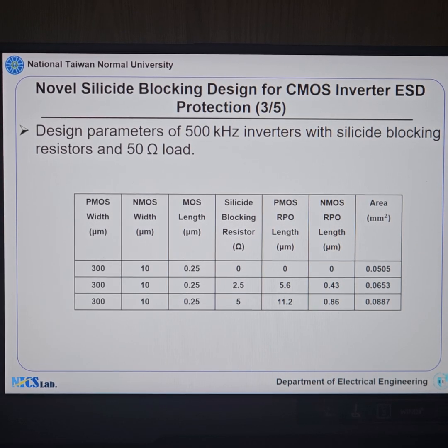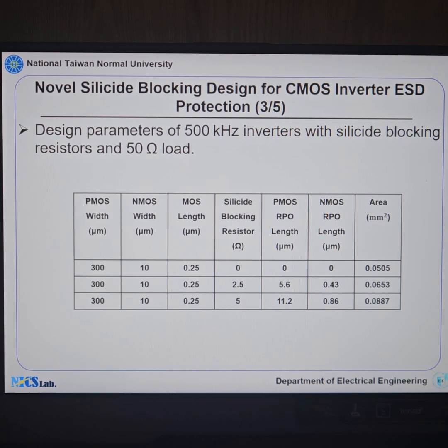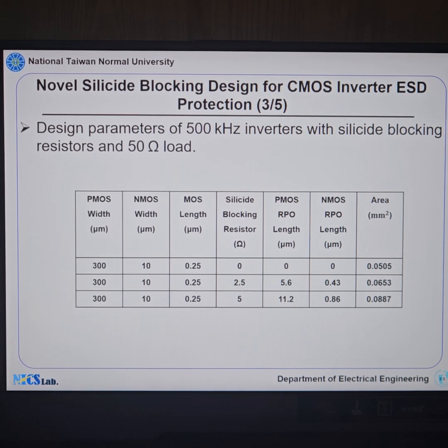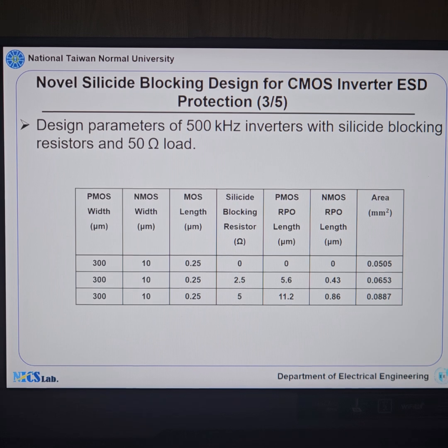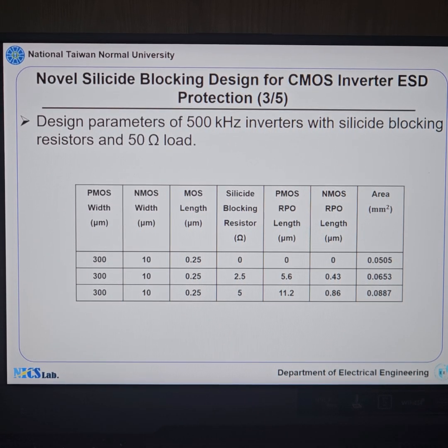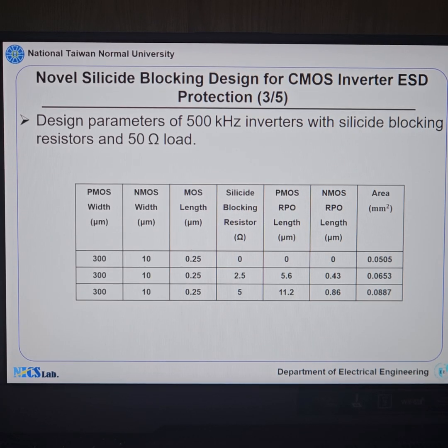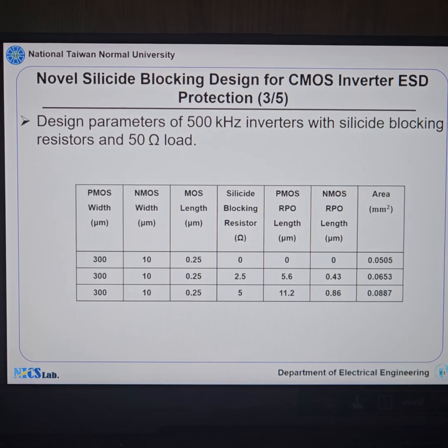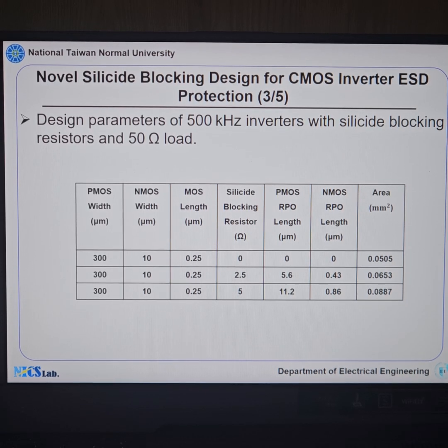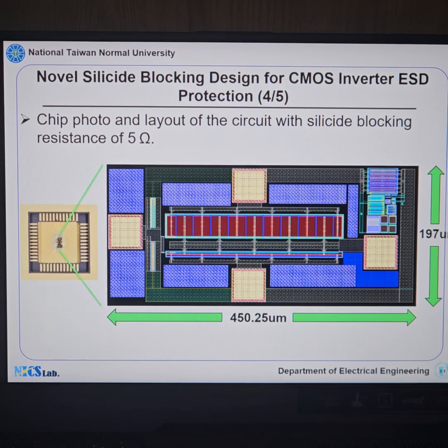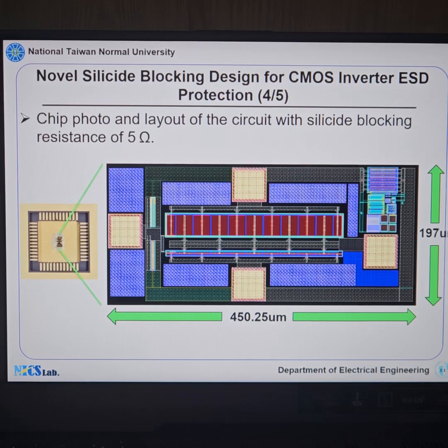This table shows design parameters for 500 kHz inverters with silicide blocking resistors. PMOS width is 300 micrometers, NMOS is 10 micrometers, with a 0.25 micrometer length. As resistance increases from 0 to 5 ohms, RPO length and chip area grow, reflecting a trade-off in design. This slide shows the chip photo and layout for the circuit with 5 ohm silicide blocking resistance.